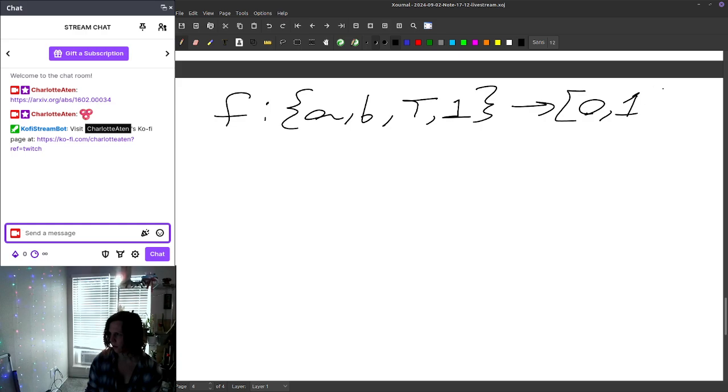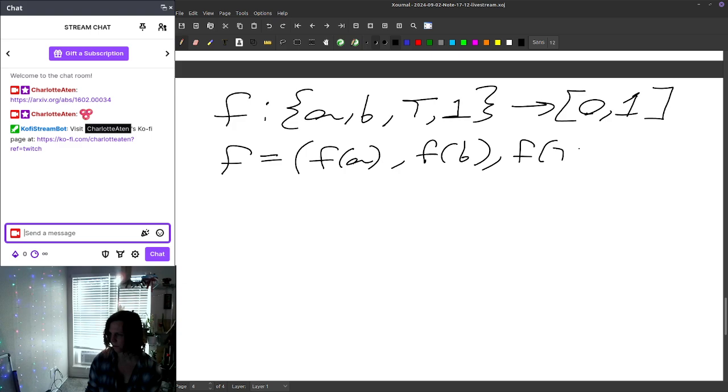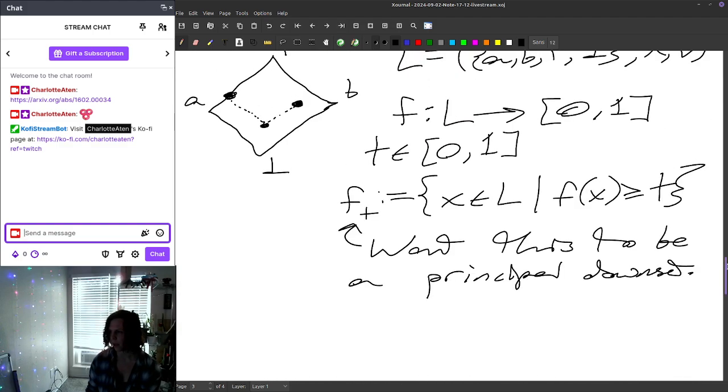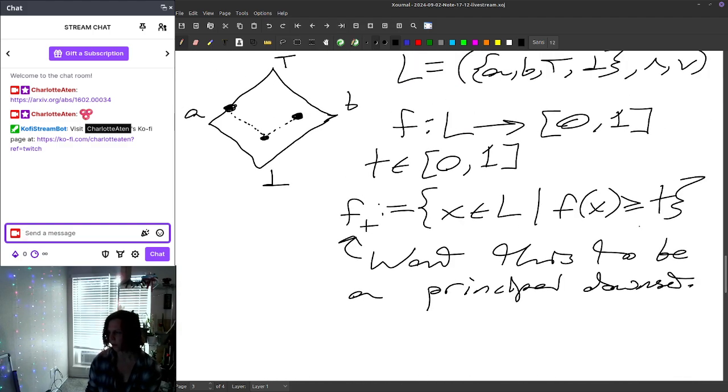well, we can actually just consider f to be this tuple: f of A, f of B, f of the top element, and f of the bottom element. Why not? So basically we're considering these lists of 4 numbers where each of these things is between 0 and 1. And then we don't just want any list, though. We want lists with this property.